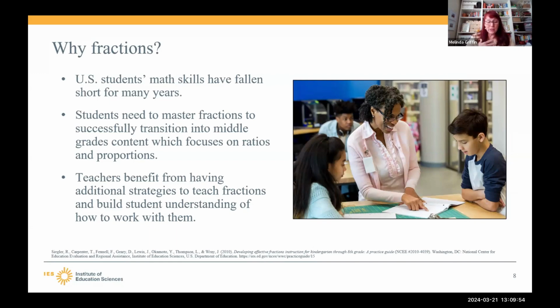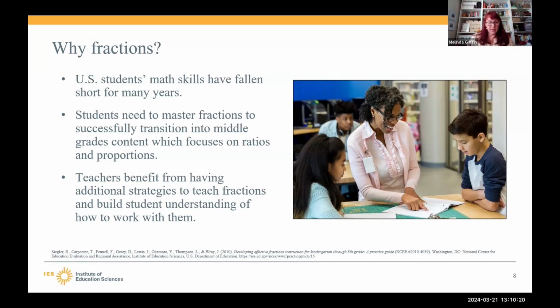As a teacher, teaching fractions is sometimes frustrating. Oftentimes students have difficulty understanding that fractions are numbers too, and that much of what they've learned in working with whole numbers can actually be transferred to fractions, but they've got to come to see fractions as numbers in and of themselves. We also know that teachers benefit greatly from having additional strategies to teach fractions and to build student understanding of how to work with them.